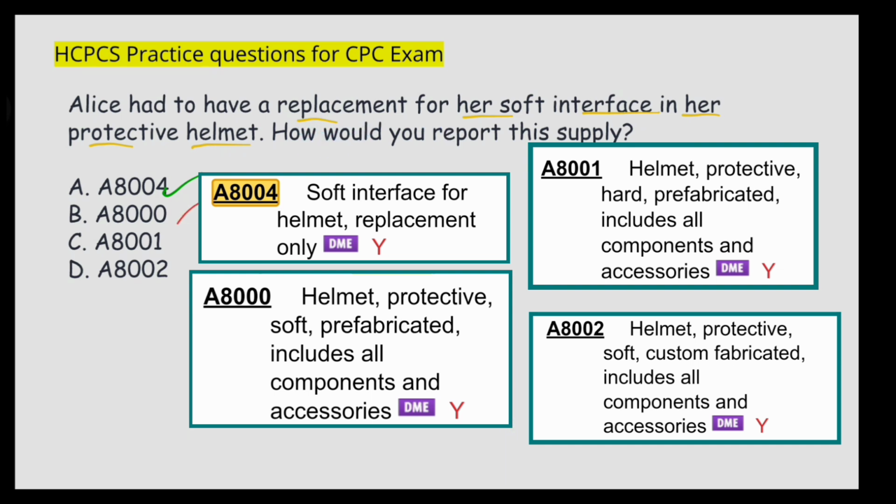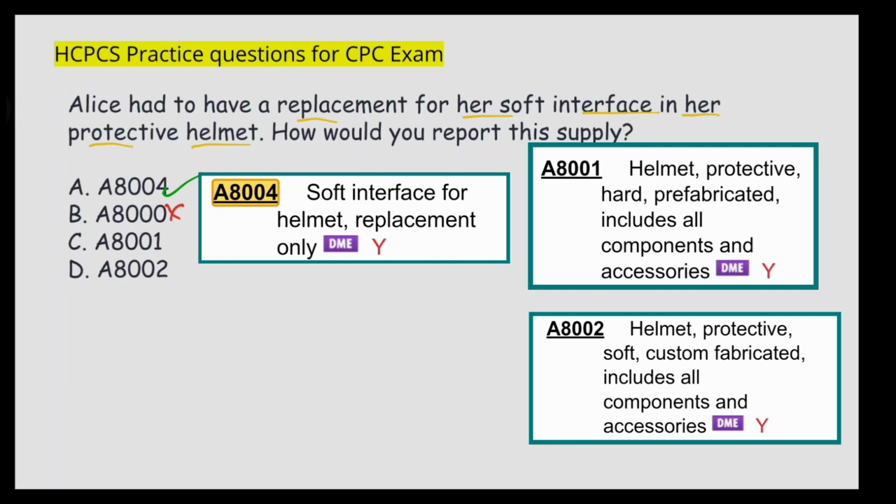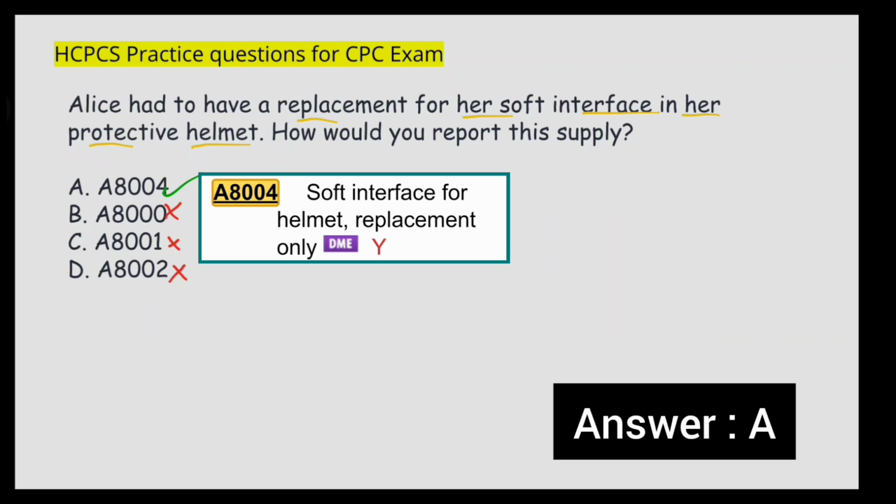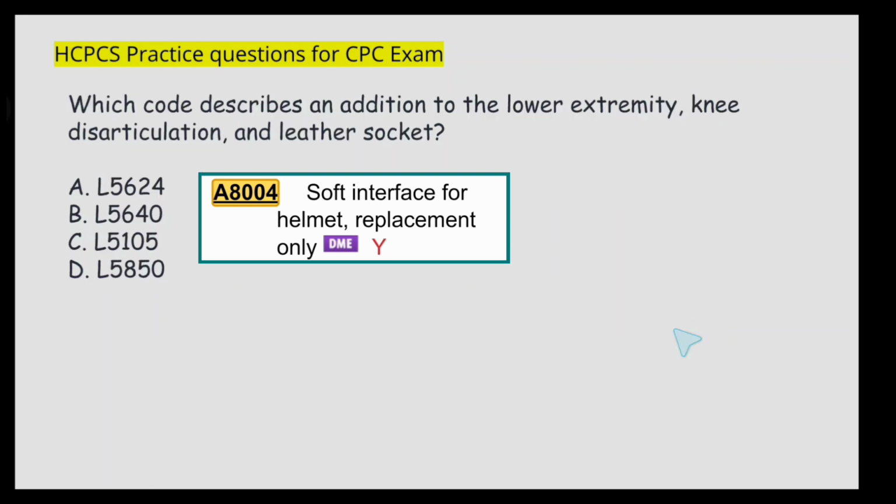So eliminate option B. Option C is also wrong because that is for helmet protective hard prefabricated includes all components and accessories. But we have to code for soft interface in the protective helmet. Option C is not matching. Eliminate option C. And option D, A8002 is for helmet protective soft custom fabricated. But we already got the right code for soft interface in the helmet. Therefore, option D is also wrong. Let us move on to the next question.